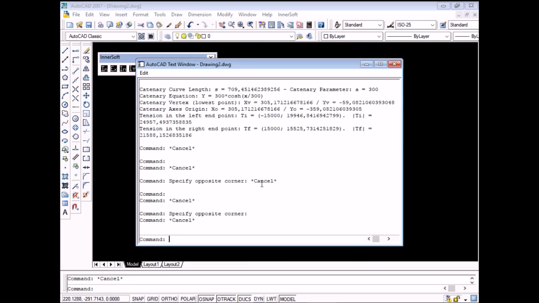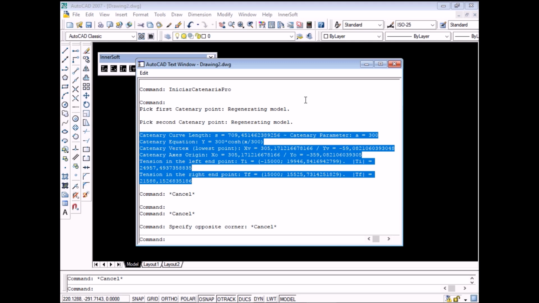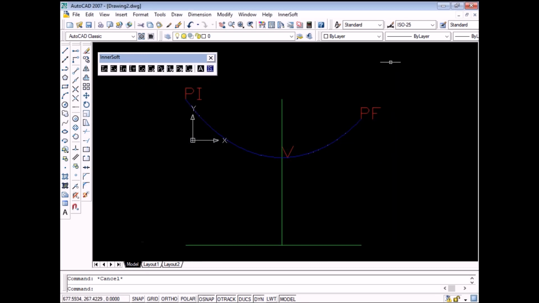Once the catenary has been drawn, the following information is sent to the AutoCAD command line: length, parameter, and equation of the catenary with respect to its natural axis, coordinates of the vertex, global coordinates of the origin of the natural axis of the catenary, and components of the tension vector at the ends.